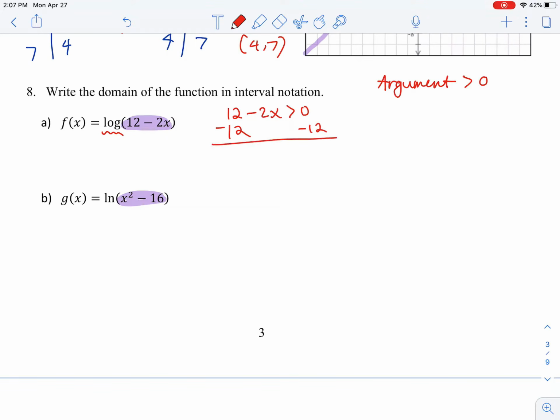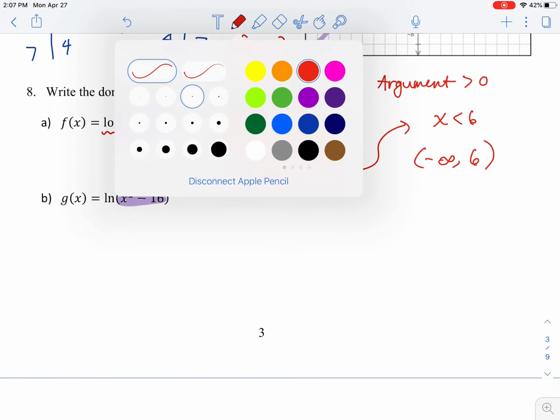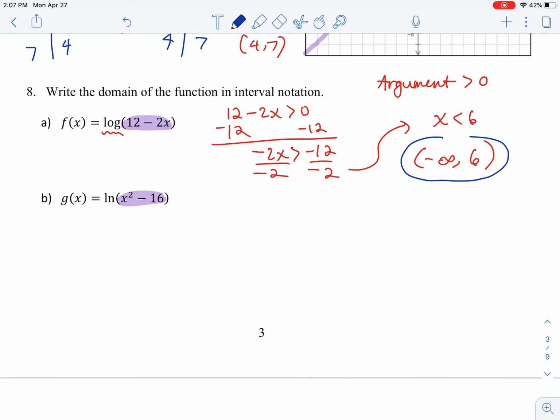Let's solve this. Subtract 12 from both sides. You get -2x is greater than -12. Divide by -2. What do you get? x is less than 6. Don't forget to flip the inequality symbol here. We just divided by a negative number. So in interval notation, this goes from -infinity all the way, as close as possible to 6, but we will use a parenthesis, because it's not going to be at 6, because at 6, the argument will be 0.